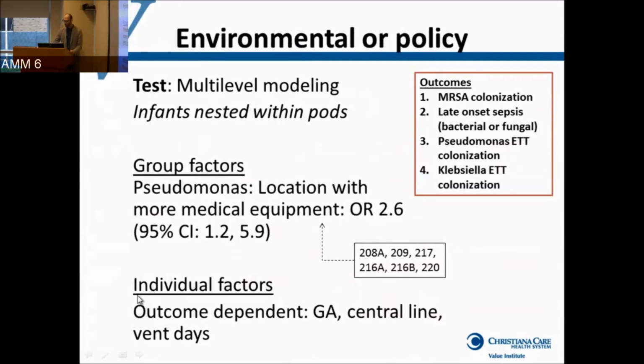And you tend to see this with multi-level models in that the individual factors can overwhelm, or they tend to explain a lot more of the variability than group level factors. And so what that really tells us is that your gestational age mattered more, having a central line mattered more. If you were in my sub-cohort of intubated babies, the number of days you were on the vent really influenced the presence of colonization a lot more. Nevertheless, it's still interesting to note that there are certain areas in the unit where you are more likely to become colonized in your endotracheal tube with Pseudomonas.